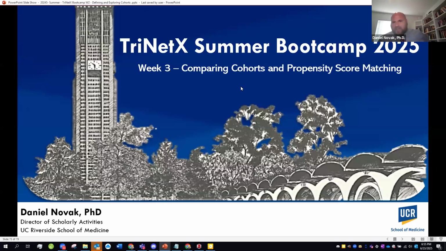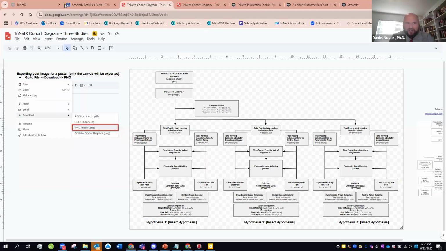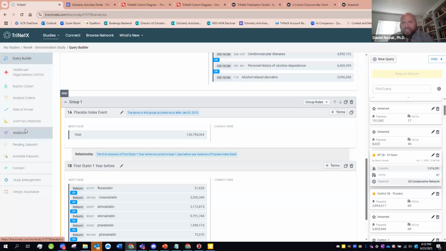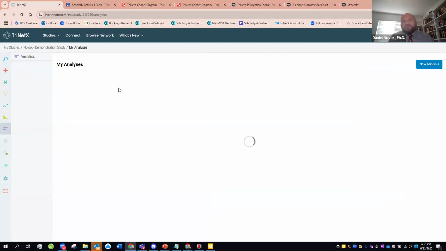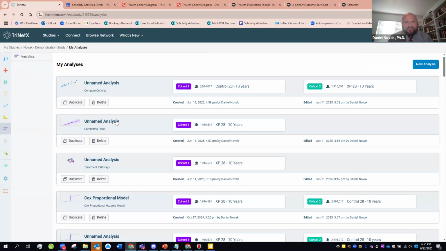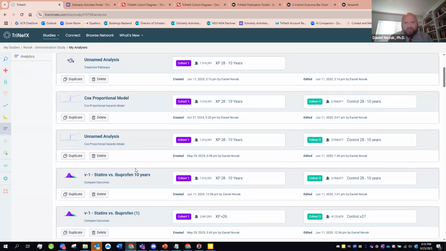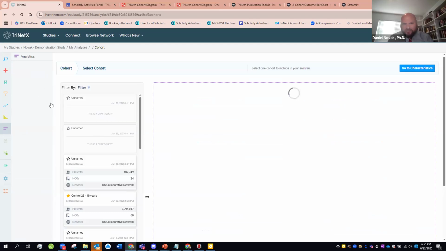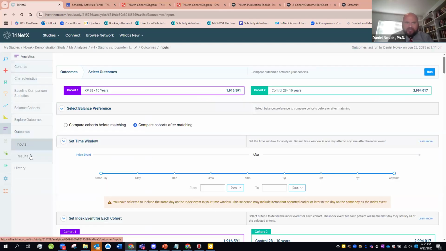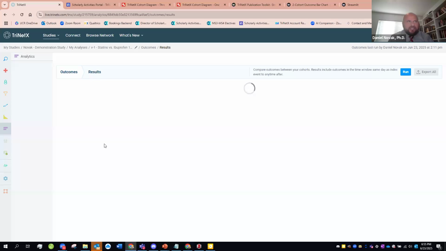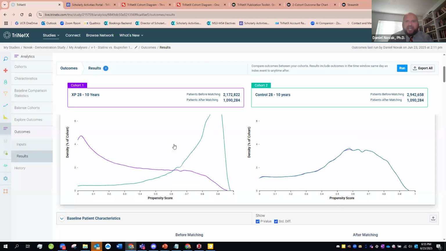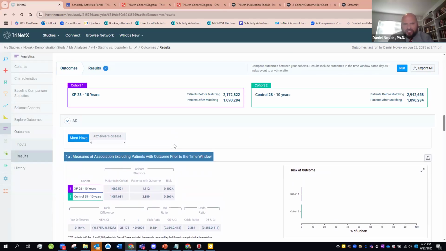But next week, we're going to talk about comparing cohorts and propensity score matching. This is the stuff that I think people really want to know about, right? Obviously, that's much more fun and interesting. But in order to get to doing an analysis in TriNetX that makes sense and using all of the wonderful analytics tools that are available in here to kind of figure out what your study's findings are, right? To finally answer your question.